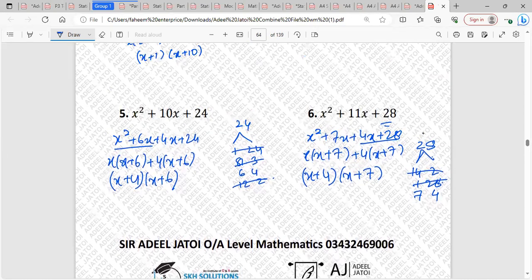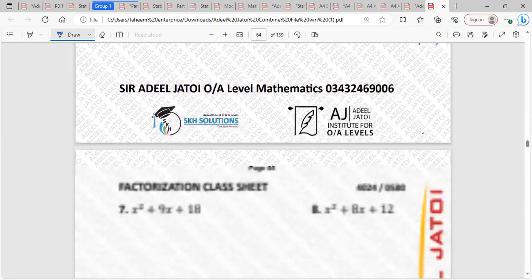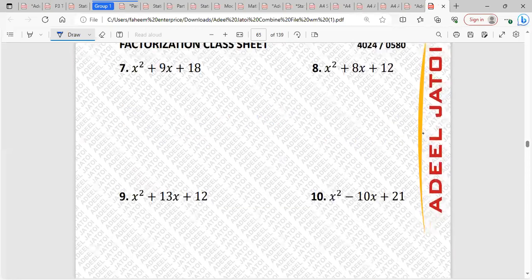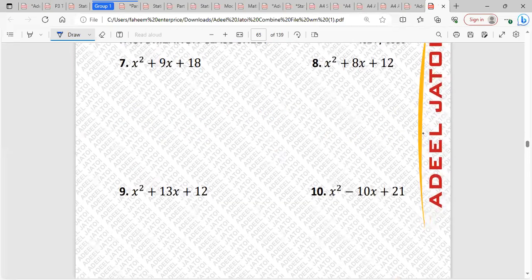I hope that you are able to get this. These are the 4. I want you guys to attempt them and then send me the attempted parts worked on the WhatsApp.